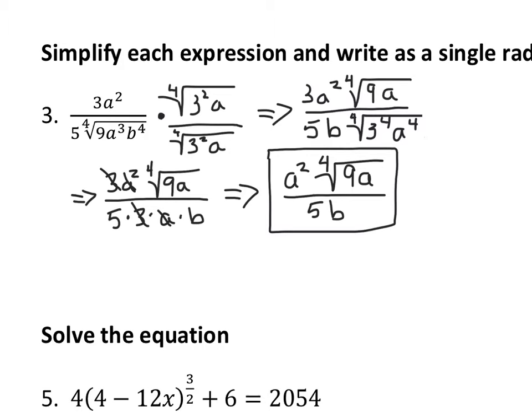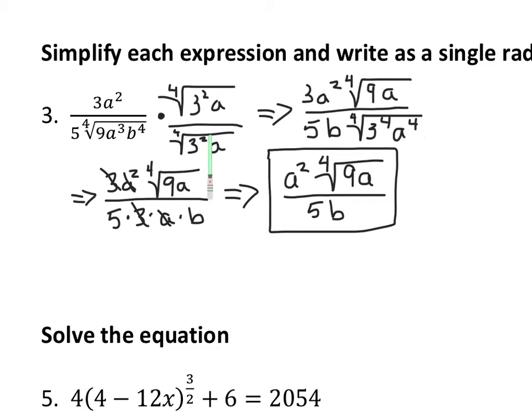So what we're going to need to multiply the numerator and the denominator by is whatever makes this 9 some base to the 4th power, and whatever makes this a to the 4th power. Well, I would need to multiply that a times another a. So this would be my other a. Now 9 is 3 squared, but I need that to be 3 to the 4th power. So I'm going to need another 3 squared here, so that when I multiply these two things together, I get 3 to the 4th power.